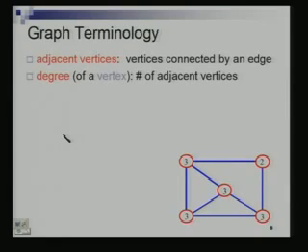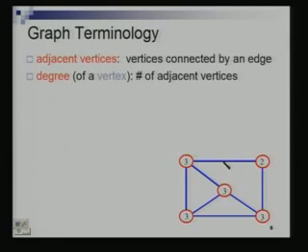The degree of a vertex is the number of adjacent vertices it has. So, what is the degree of this vertex? 3. In fact, I have written down the degrees of the various vertices here. So, this vertex is degree 2, this vertex is degree 3, this is degree 3, this is degree 3. Everyone understands the degree of a vertex. It is the number of adjacent vertices.